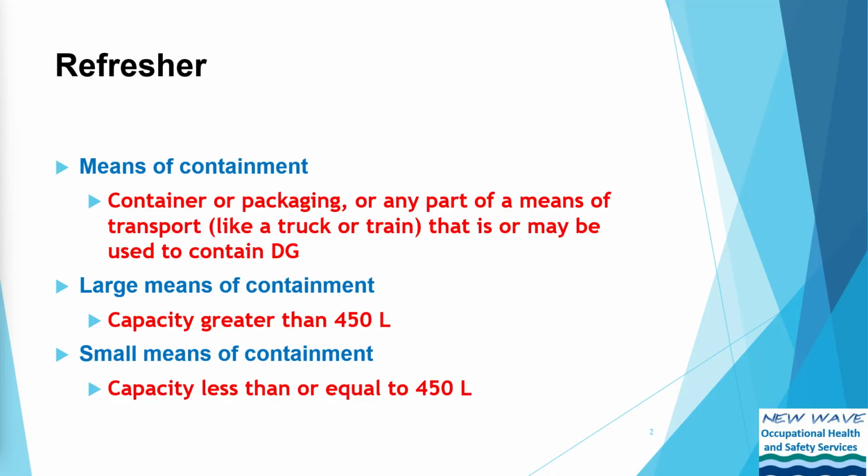We'll start this module with a refresher. A means of containment is any container or packaging, or any part of a means of transport, like a truck or train, that is or may be used to transport dangerous goods. And a large means of containment is one with a capacity greater than 450 liters, while a small means of containment has a capacity less than or equal to 450 liters.